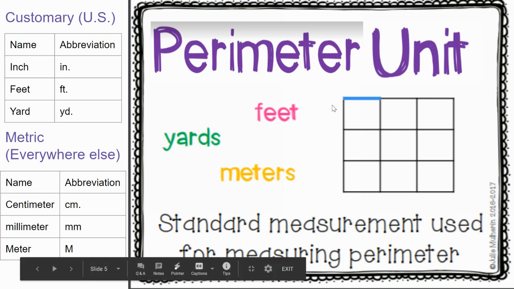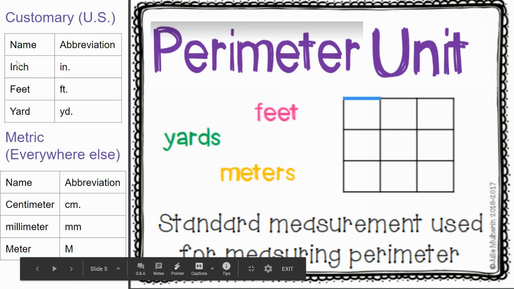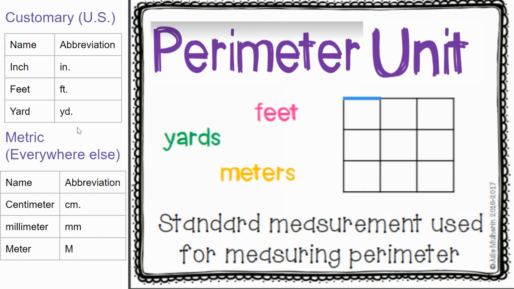Looking at the perimeter units, as you can see, standard measurement is used for measuring perimeter. So you would measure these lines along the outside. Sometimes you will see customary units, which is what we use in the United States. You might see inch, feet, or yard used for a perimeter unit. Here's the abbreviation for each of those.